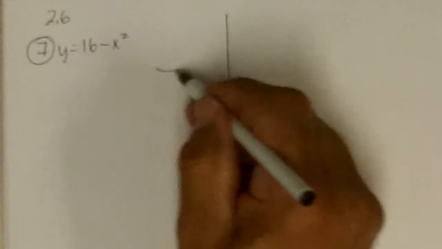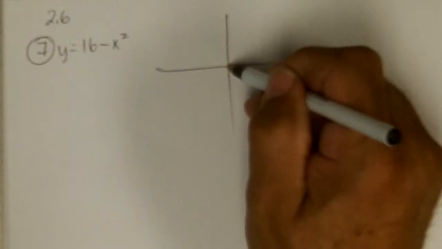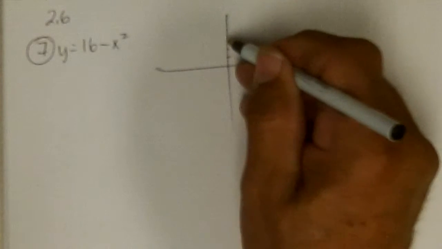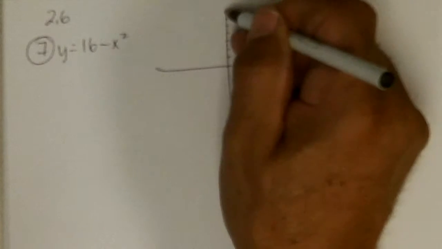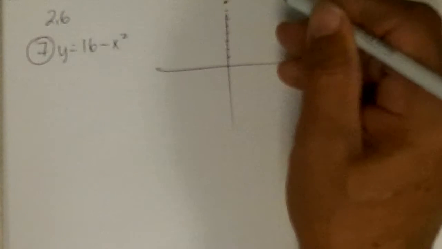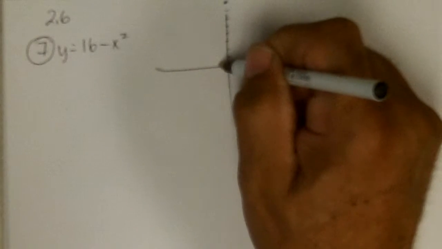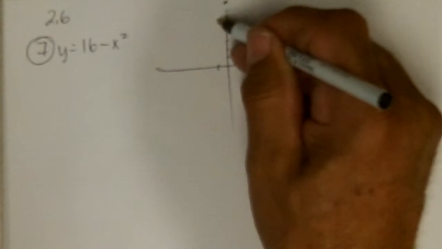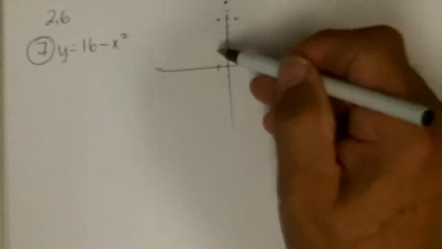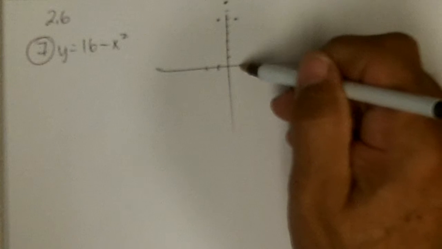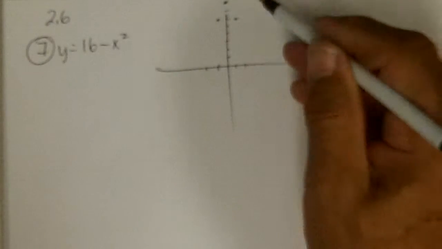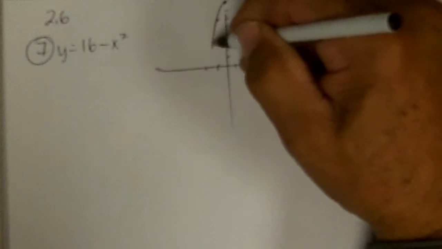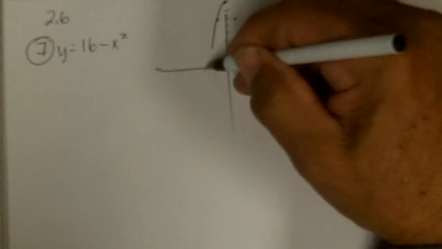So let's draw that real quickly. That's an upside down parabola that's up 16. So 2, 4, 6, 8, 10, 12, 14, 16. And if I go over 2, I would go down 4. 2, 4 would be here. If I go over 4, it would be 4 squared, root of 16, down to here. So it's a parabola that looks like this.